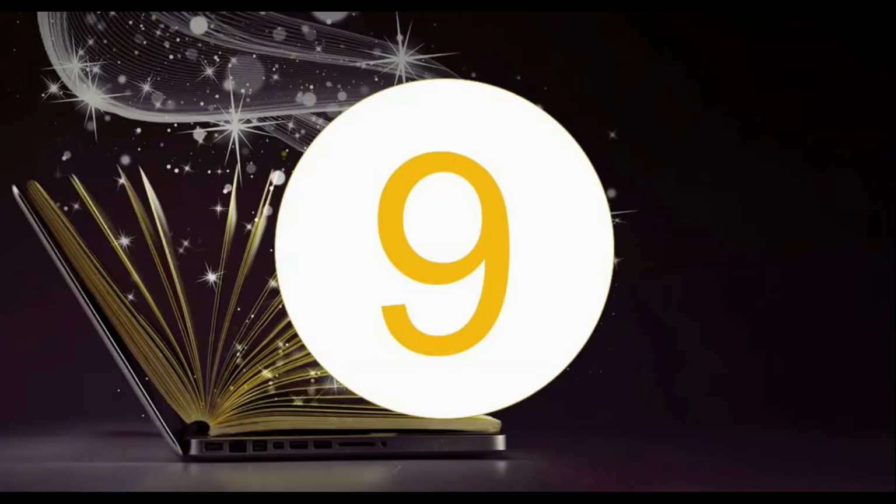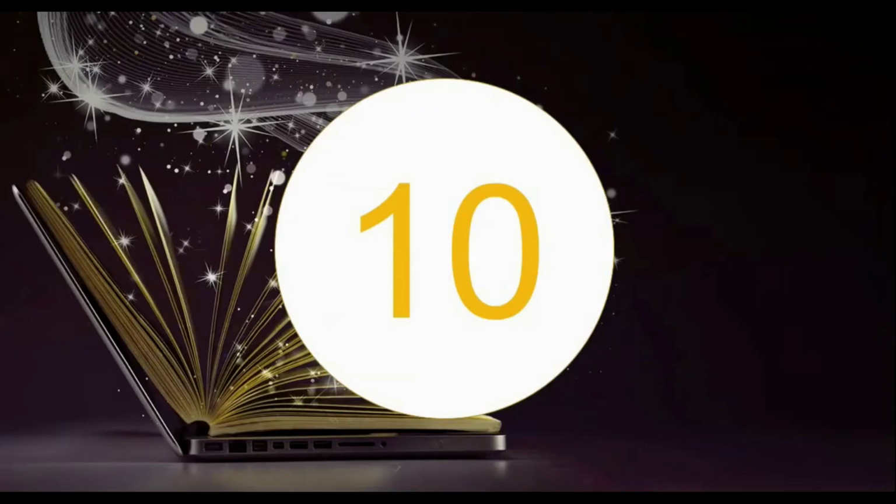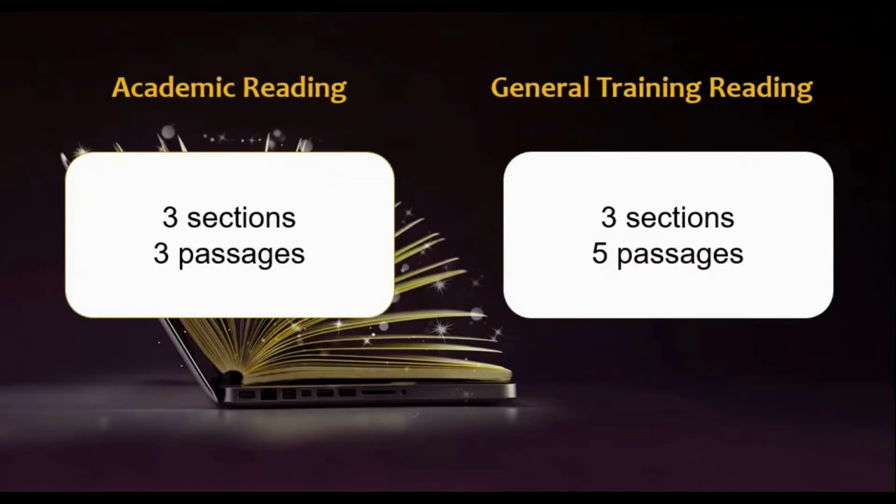In academic reading, 39 to 40 right answers will give band 9. But in general training, 39 right answers will give band 8.5. So you need more right answers to get a higher score in general reading. In academic reading, there are 3 sections with 3 long passages, but in general, there are 3 sections with 5 short passages.